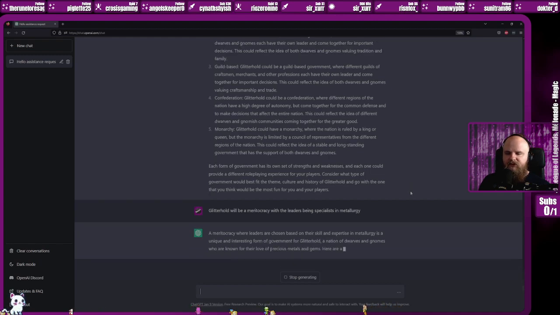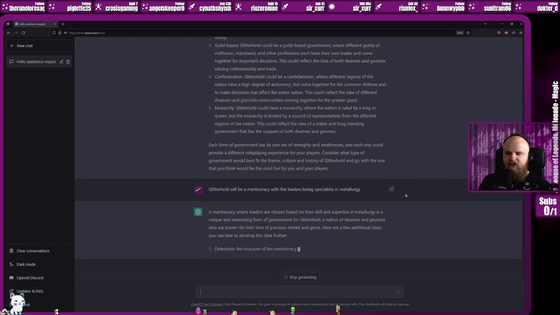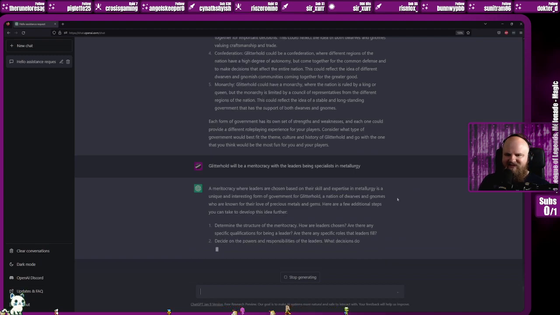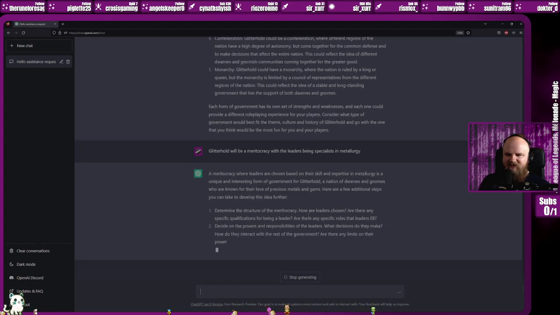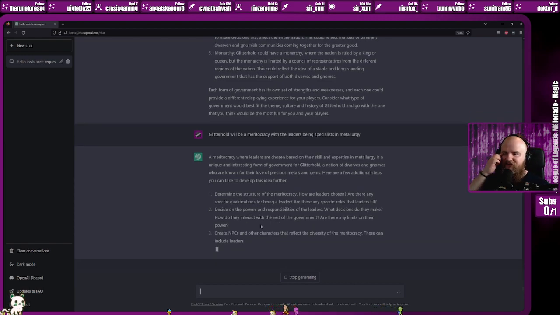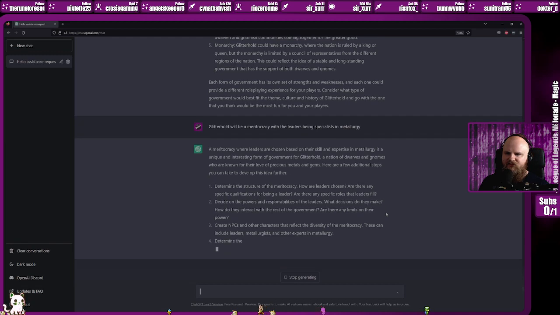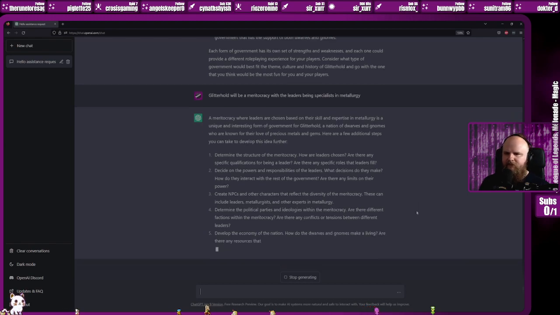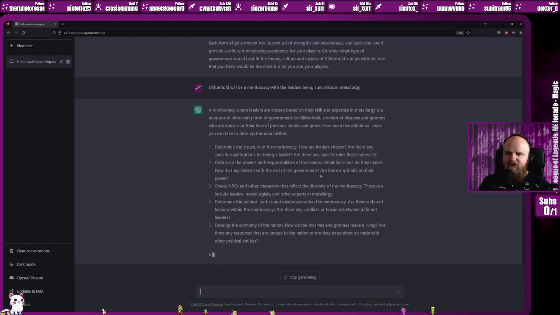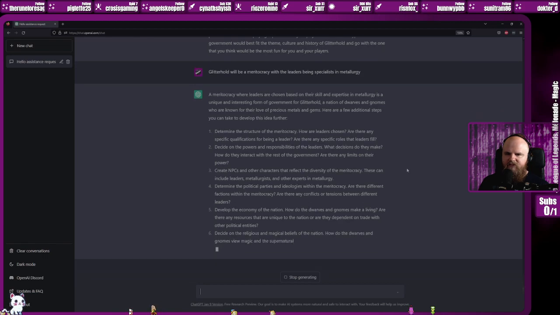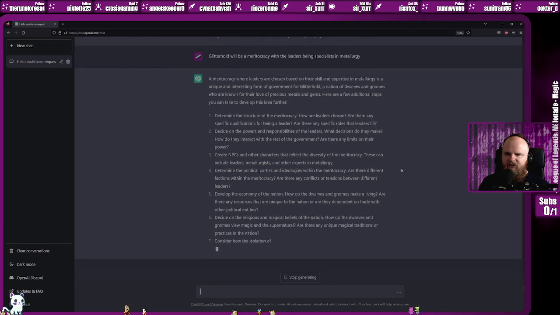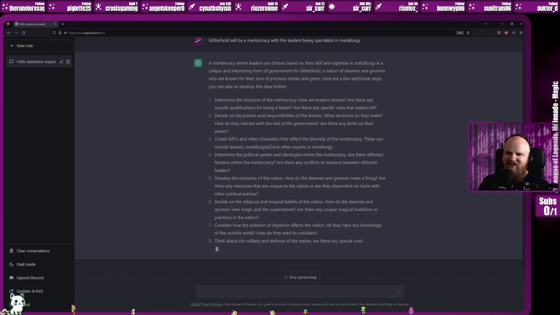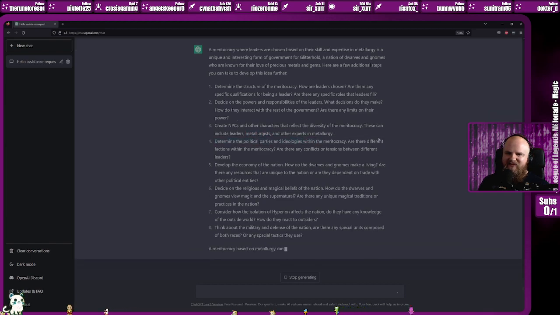Meritocracy is interesting. It was gnomes, precious metals. I did take that in, it seems. Specific qualifications? I told you about the specific qualifications. Stupid bot. Powers and responsibilities. How did it interact with the rest of the government? Create NPCs. Okay, it does mention metallurgists over here, but other experts in metallurgy, but still.